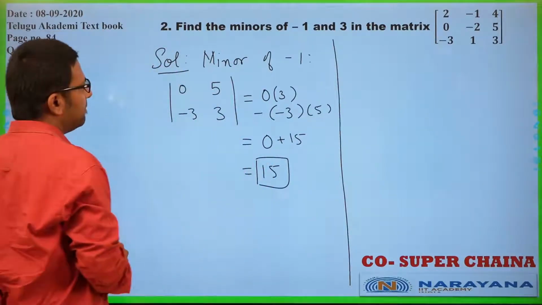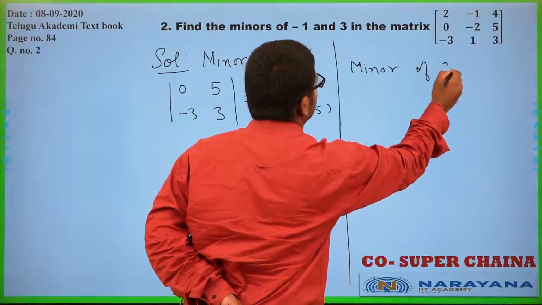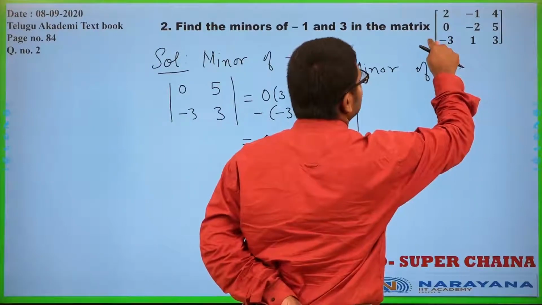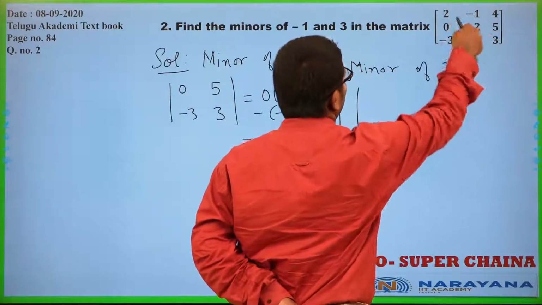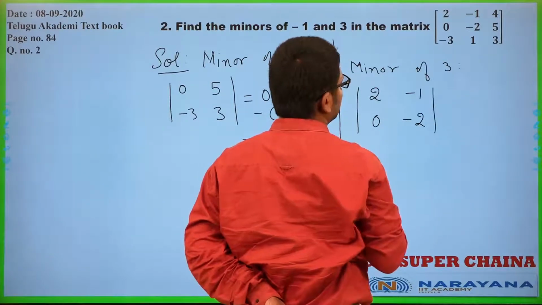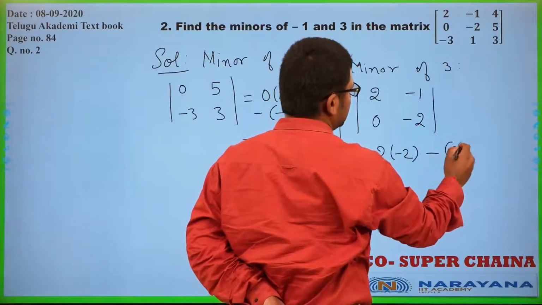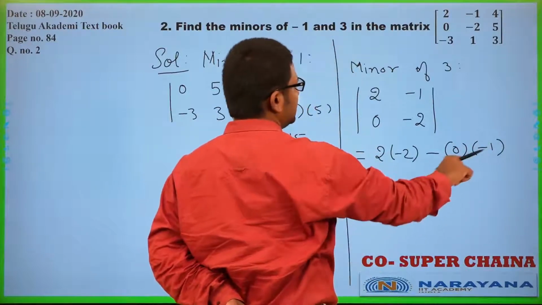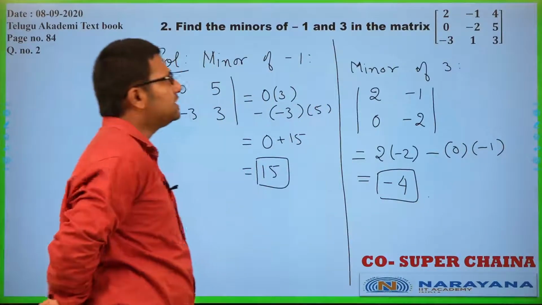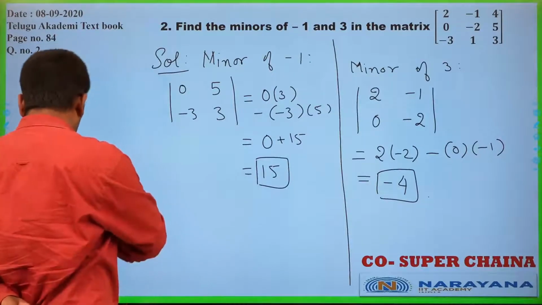Now the minor of 3. Similarly, for 3 you leave the third row and third column. So whatever is remaining: 2, -1, 0, -2. What is the value of this determinant? This is 2 times -2 minus 0 into -1. This is 0, we can ignore this. This is -4. So this is how we calculate the minor of any matrix or determinant. All right, let's continue.